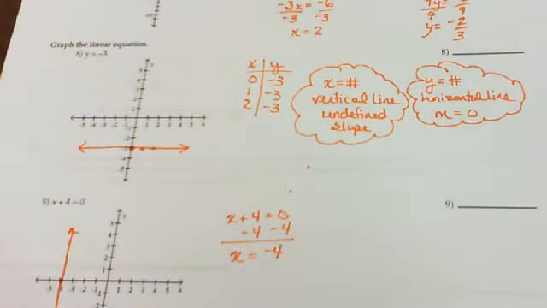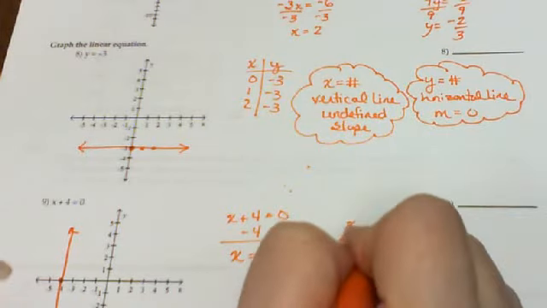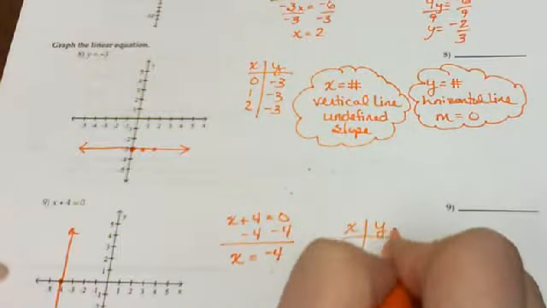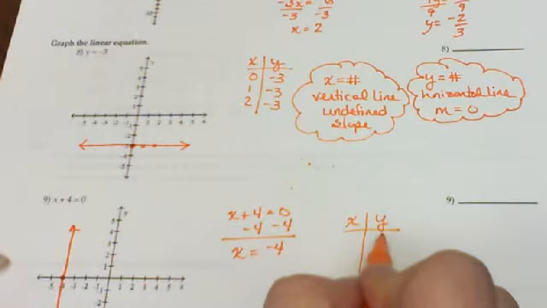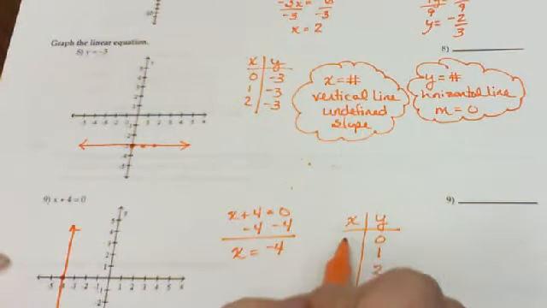If we wanted to do it the old-fashioned way, you could do an x-y T chart. It does not matter what numbers you pick for y, you would still have to have negative 4 for all of your x's, because that's what it says, and those points do lie on our line.